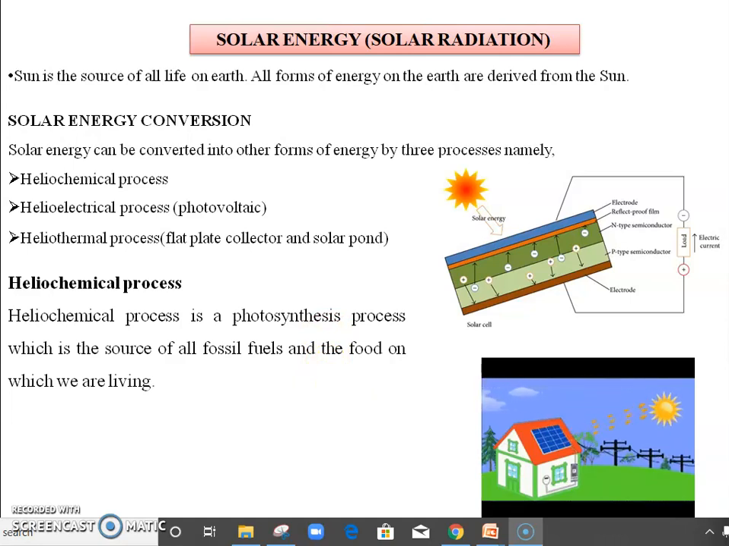This is one of the appropriate processes used to convert one form of energy into another. The energy stored as bioenergy can be converted into useful energy by combustion, or it can be stored as a fuel. So the heliochemical process is the photosynthesis process, the source of all fossil fuels and the food on which we are living.